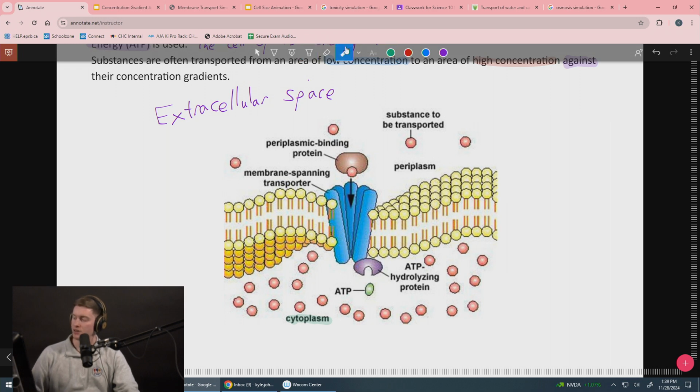Our desired solute is these pink molecules. It says here our substance to be transported. Don't need to write that there. Note that we only have 5 of these outside of the cell, which means out here we have a low concentration. And inside the cell, we have a high concentration.